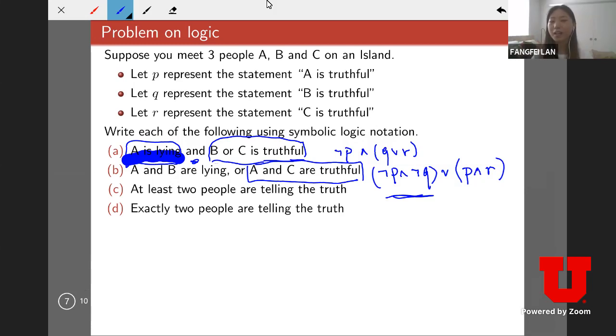This is how I think about it. You kind of separate the statement. A and B are lying. Basically, we can flatten the statement even more to say that A is lying and B is lying. Then we do the same thing for all of these, like B or C is truthful: B is truthful or C is truthful. Then you're not going to get confused. A is lying is represented as not P, and B is lying is represented as not Q, and then you put an "and" in between.